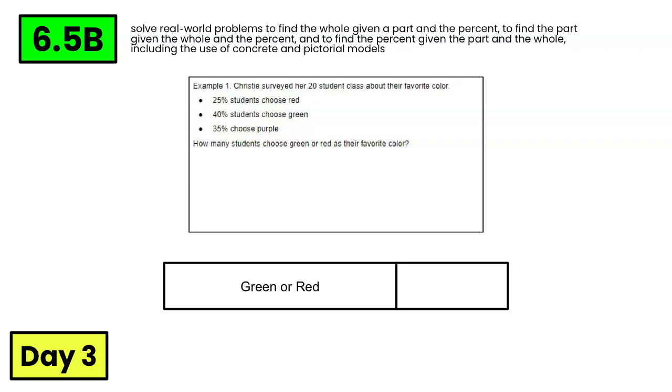On day 3, you're still going to be finding the part, but you're going to be doing it in 2-step problems. So the students will have to think through what the additional step might be in order to answer the question. Another way to teach this that I think is helpful is to think of it as being part divided by whole is equal to the percent.